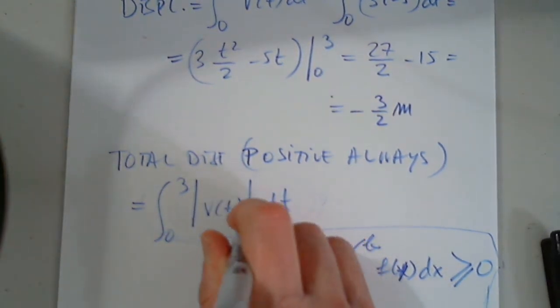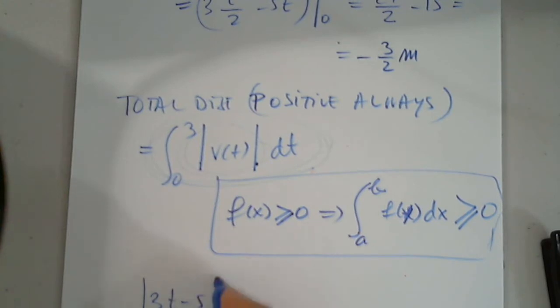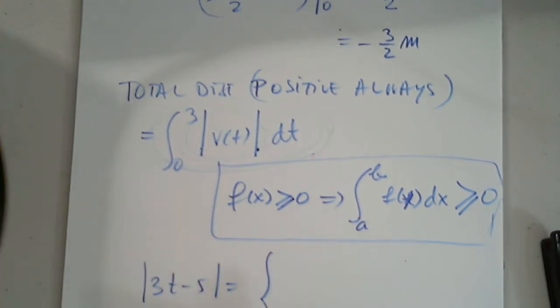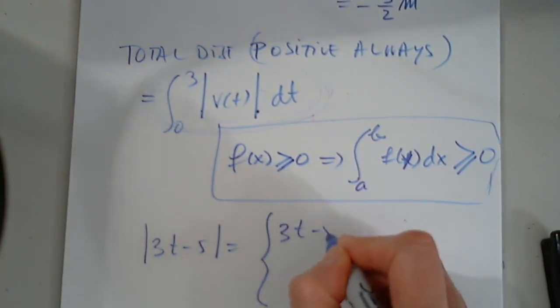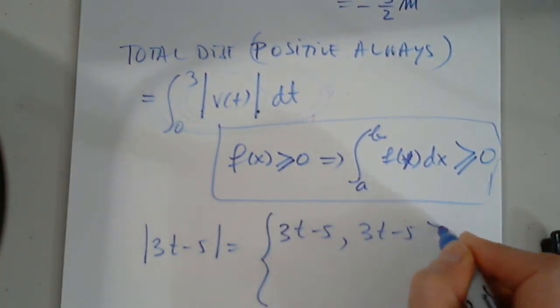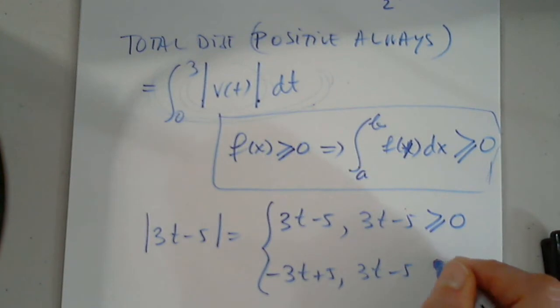But I have to deal with this first. So I have to take the 3t minus 5 aside. Based on the formal definition of the absolute value, I have 3t minus 5 when 3t minus 5 is greater than or equal to 0, or I have negative 3t plus 5 when 3t minus 5 is less than 0.